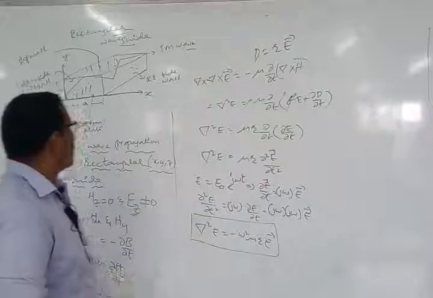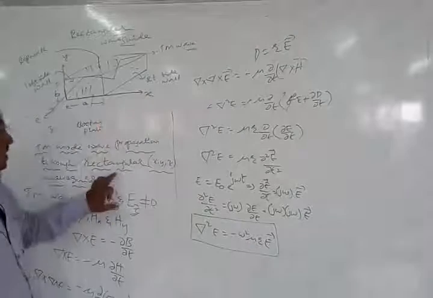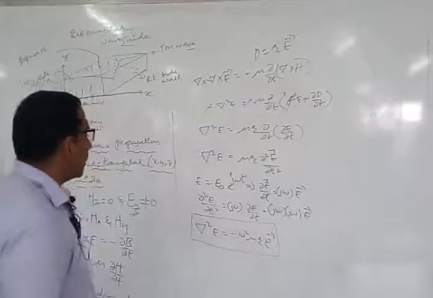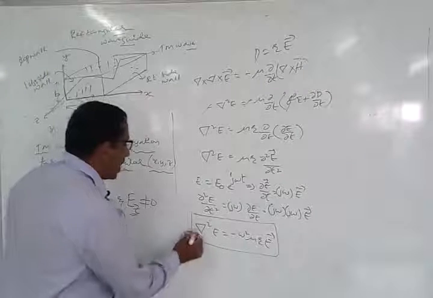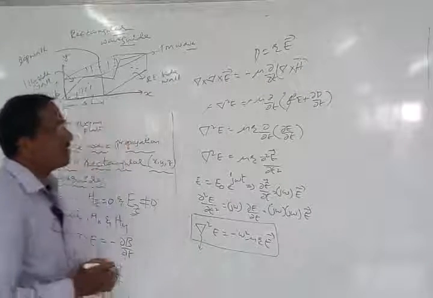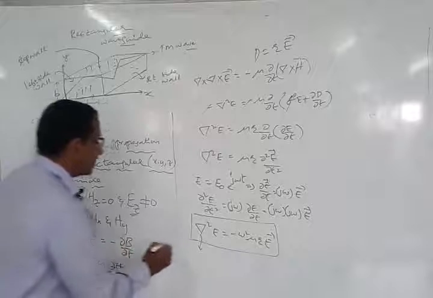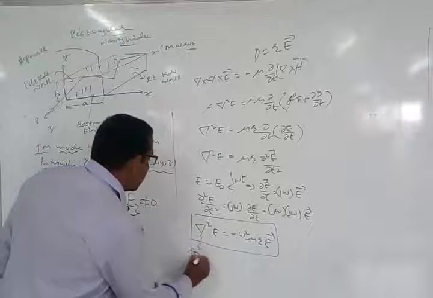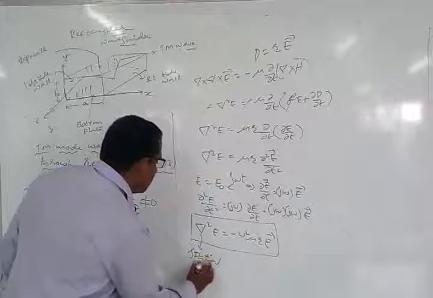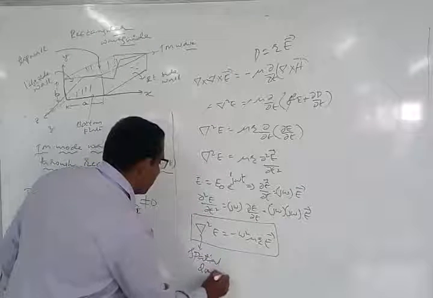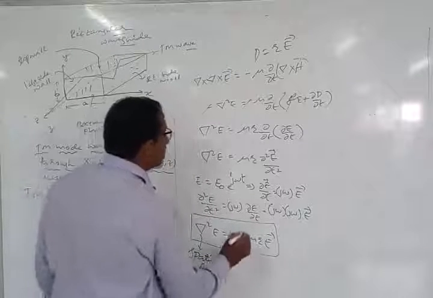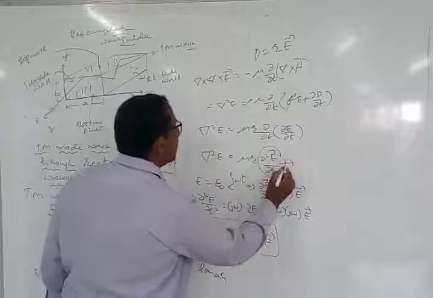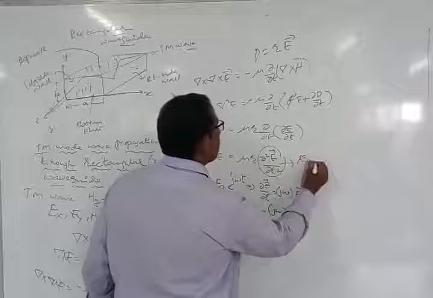Now what is the coordinate system we are dealing with? We are dealing with a rectangular coordinate system, or a rectangular waveguide, or a Cartesian coordinate system. So how can I represent this del square? Del is the spatial domain. Remember, del is spatial domain. Alright. Now what about this? Dou square E by dou t square is represented in the time domain.